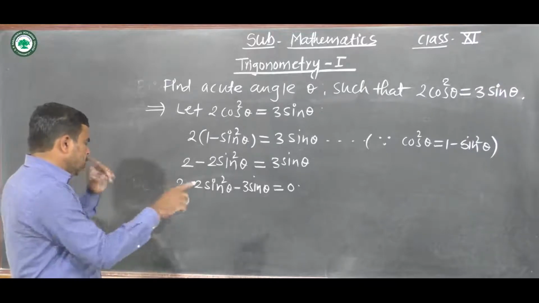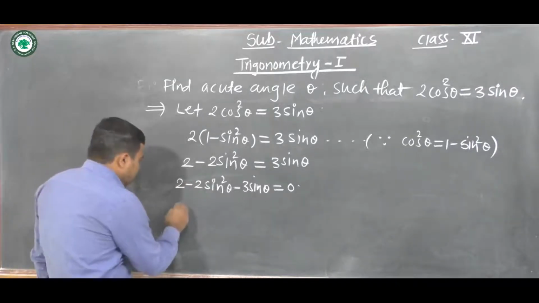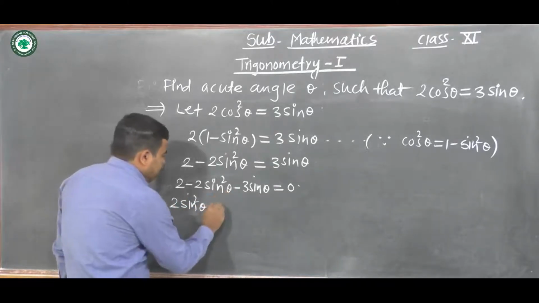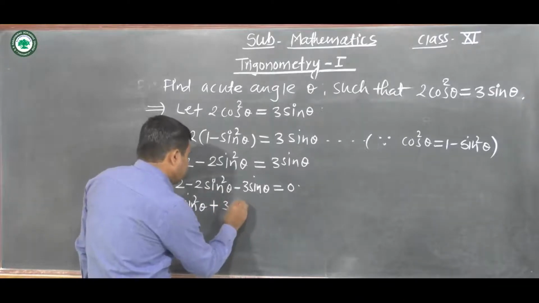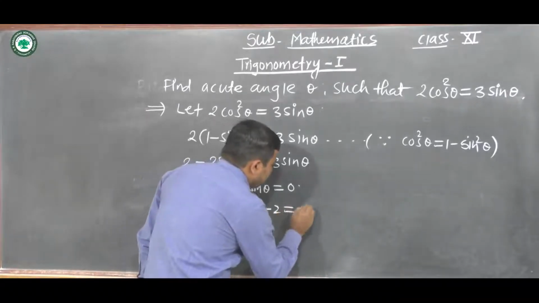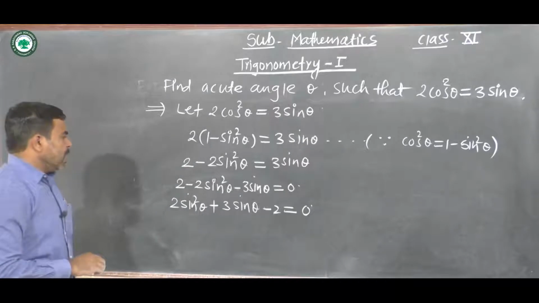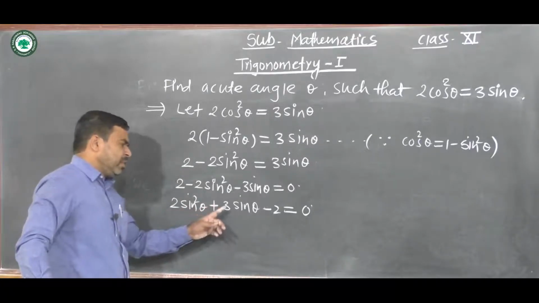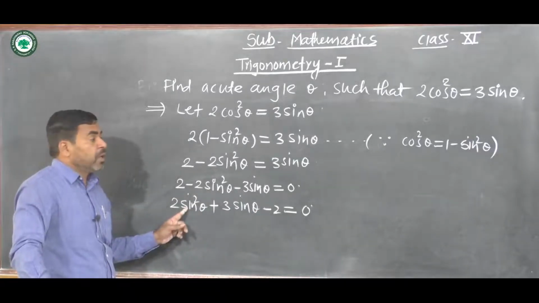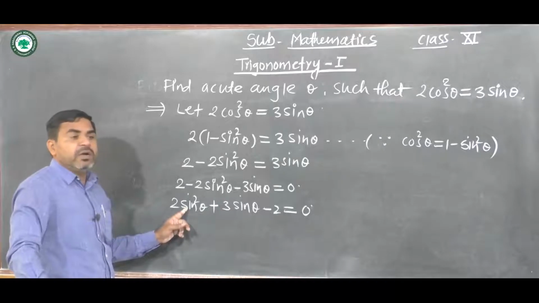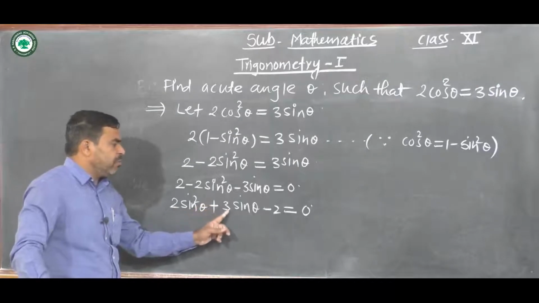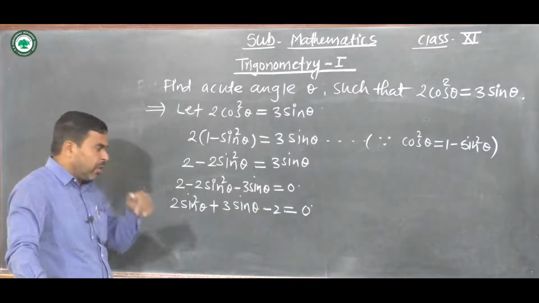Now multiply throughout this equation by minus sign, so we get 2 sin square theta plus 3 sin theta, and this plus 2 becomes minus 2, is equal to 0. So now see, this is 2 sin square theta plus 3 sin theta minus 2 is equal to 0. This is a quadratic equation in sin theta. If we put sin theta is equal to m, then this equation becomes 2m square plus 3m minus 2 is equal to 0. So it is a quadratic equation.